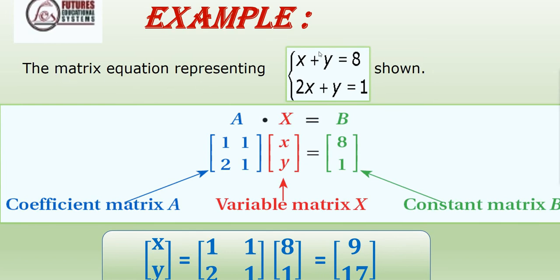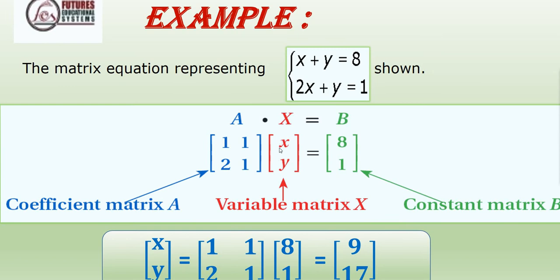The matrix equation representing x plus y equals 8, 2x plus y equals 1. If you want to solve this system using matrices, the first row is the coefficient of x and the coefficient of y. The second row is the coefficients of the second equation, 2 and 1, the coefficient of y. This is the coefficient matrix A. The variable matrix X, x and y, equals the constant matrix B.